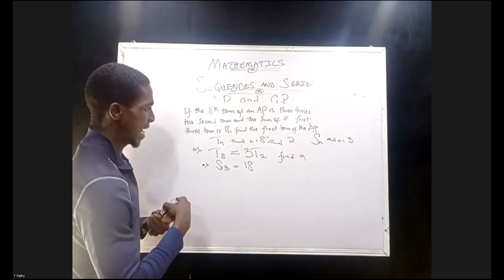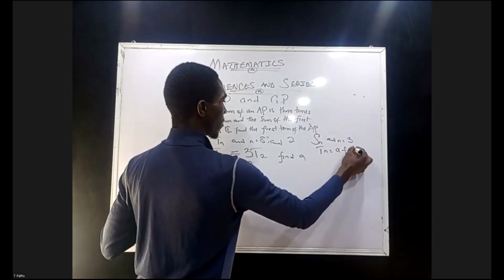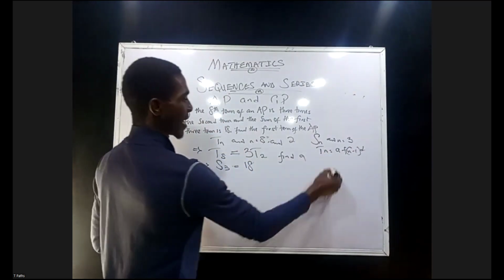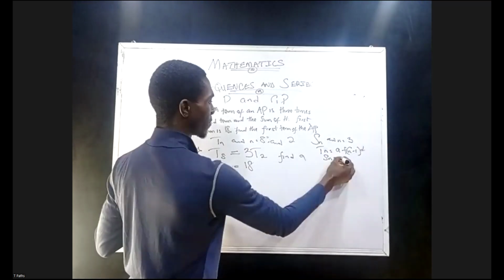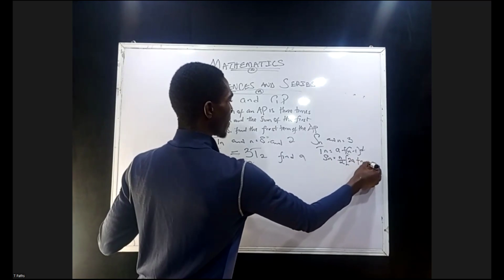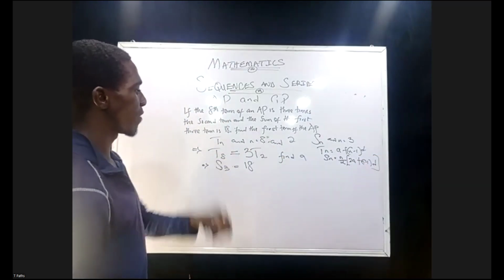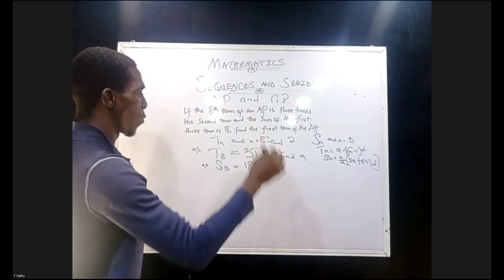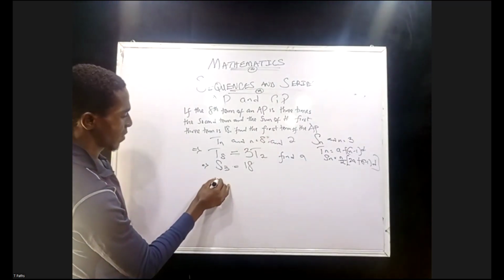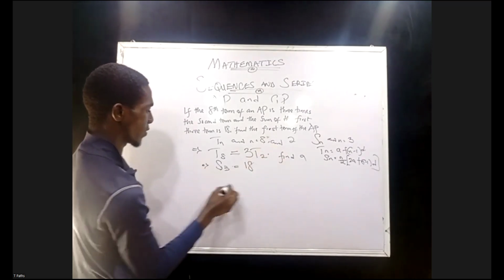Now, the nth term has a general formula. Tn equals a plus (n minus 1)d. So we use this, and the sum of n terms equals n over 2, open bracket, 2a plus (n minus 1)d. So we are using those two formulas to solve this question. So what do we do first? We say from equation 1. So I say this is equation 1.